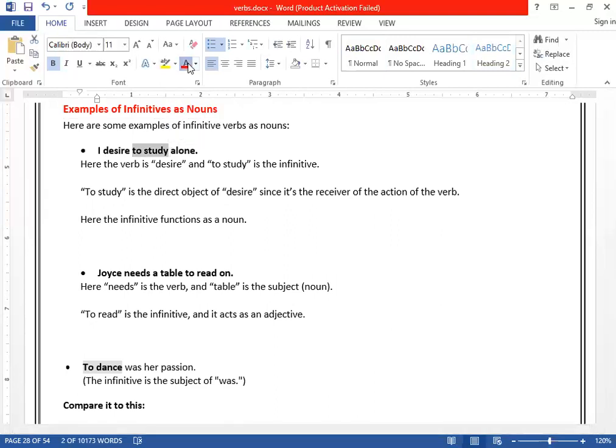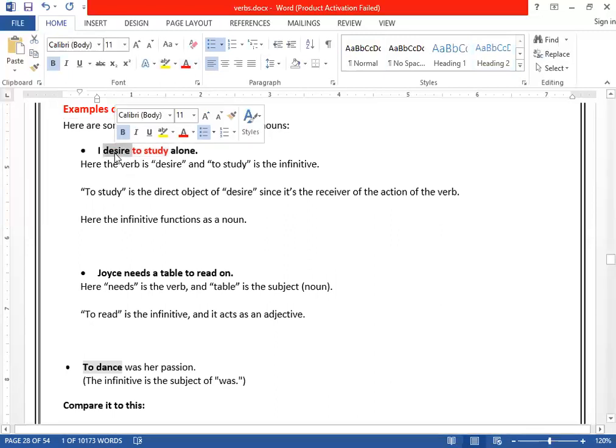Now, what is to study here in this case? This is called an infinitive in this sentence. What is "desire"? Desire is a finite verb. It's a verb. And the function of "to study" here, this is an infinitive, and it functions as a noun.